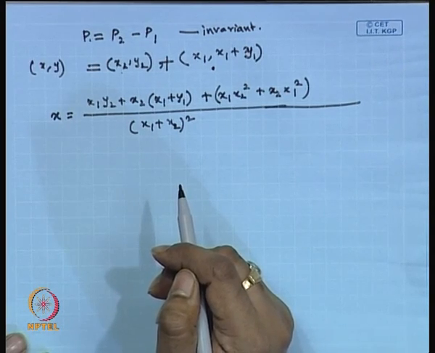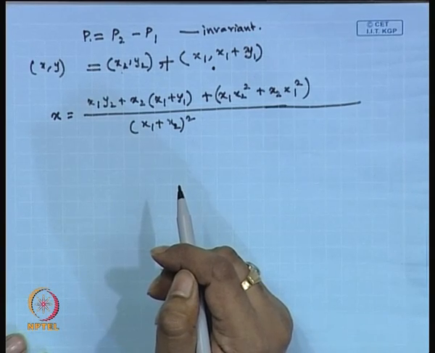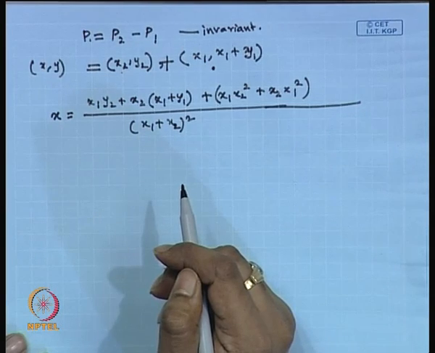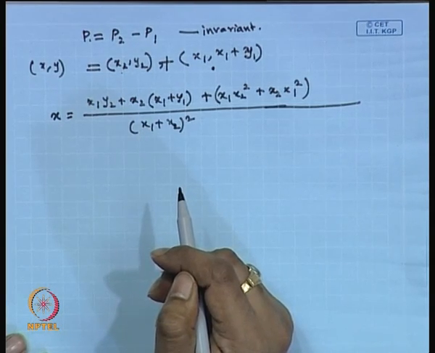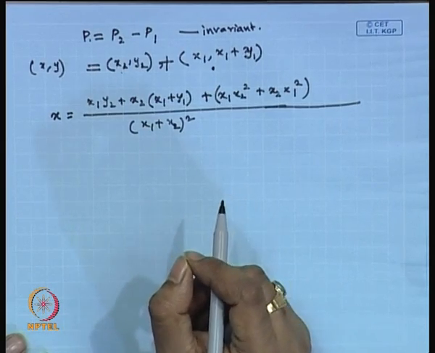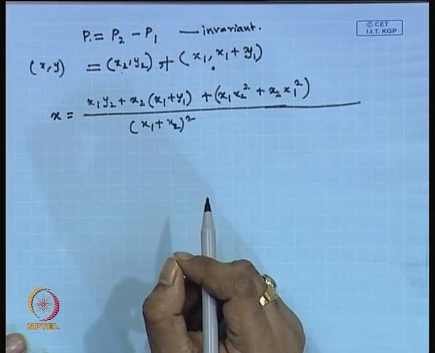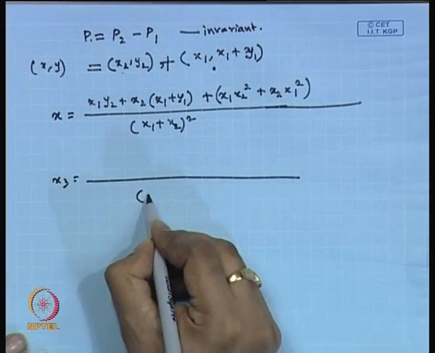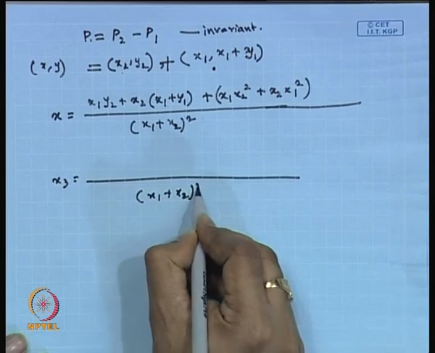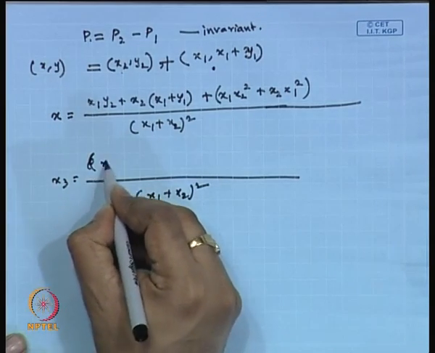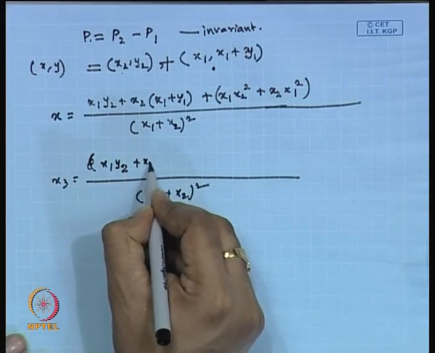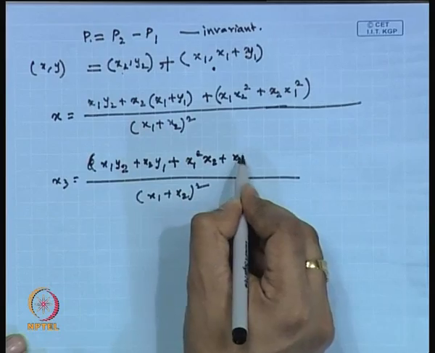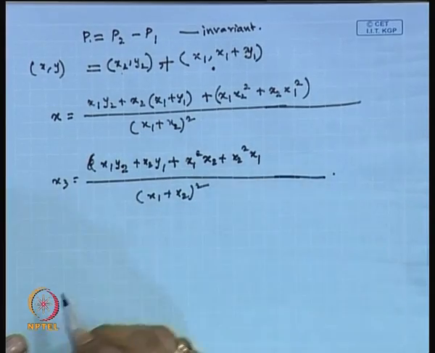So, similarly, you can add up these terms. And if you want the sum of p 1 and p 2, say call it p 1 plus p 2 and call it as x 3 comma y 3, then your x 3 was what we have previously got. So, I am again writing that x 1 plus x 2 whole square is x 1 y 2 plus x 2 y 1 plus x 1 square x 2 plus x 2 square x 1, this was x 3.